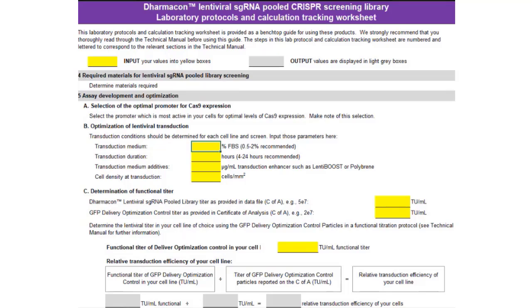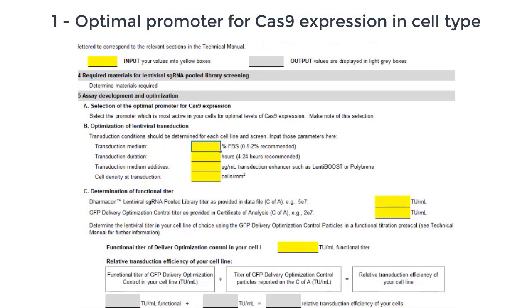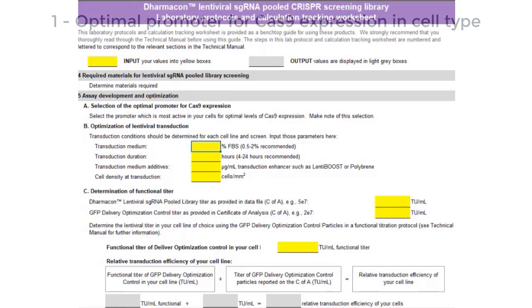The first step is to determine the optimal promoter for Cas9 expression in your cell type. It is important to do this because Cas9 expression levels have a significant effect on gene knockout efficiency. Next, we enter the optimal conditions for transduction, which are determined experimentally for the cell line that's going to be used in the screen. The conditions have to be compatible with a screen, and they should be conditions which give the best cell viability. For this example, here are values for a typical cell line.